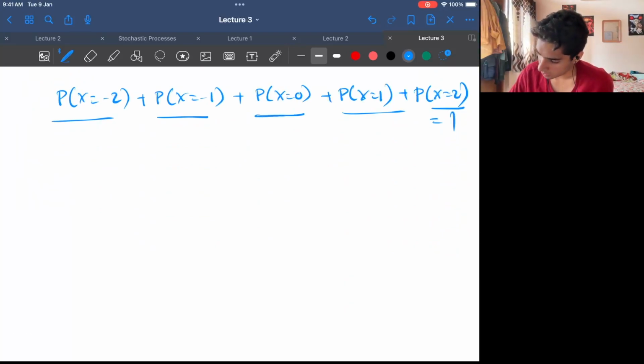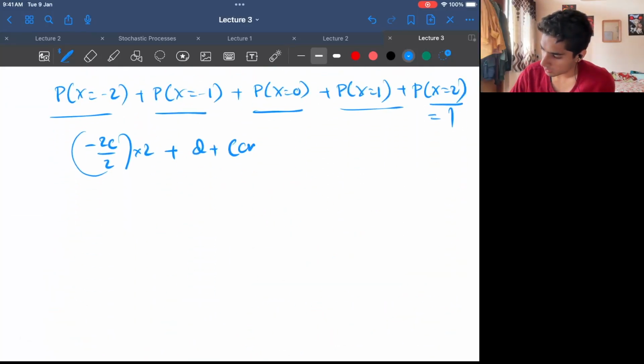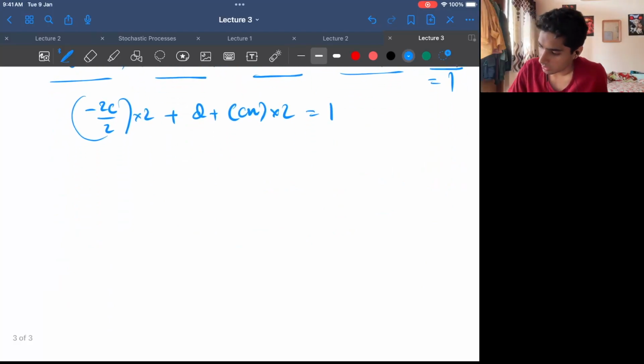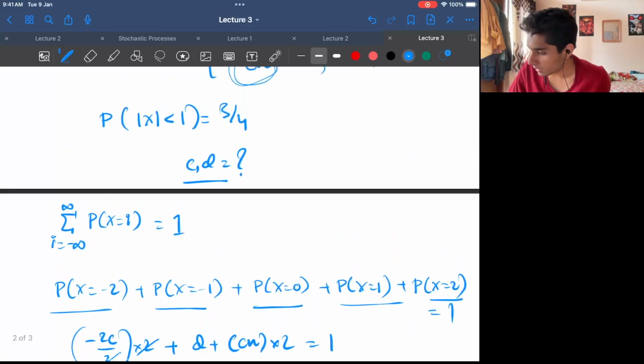So let's write it down. So minus 2c by n times 2 plus d plus the last one was cn times 2. This is equal to 1. This is given to us. So just solve it. What do you get? Minus 2. So you get 2 cn, right? Plus d minus 2c. This is equal to 1. So this is the first equation that you get. What is the second hint that we are given?